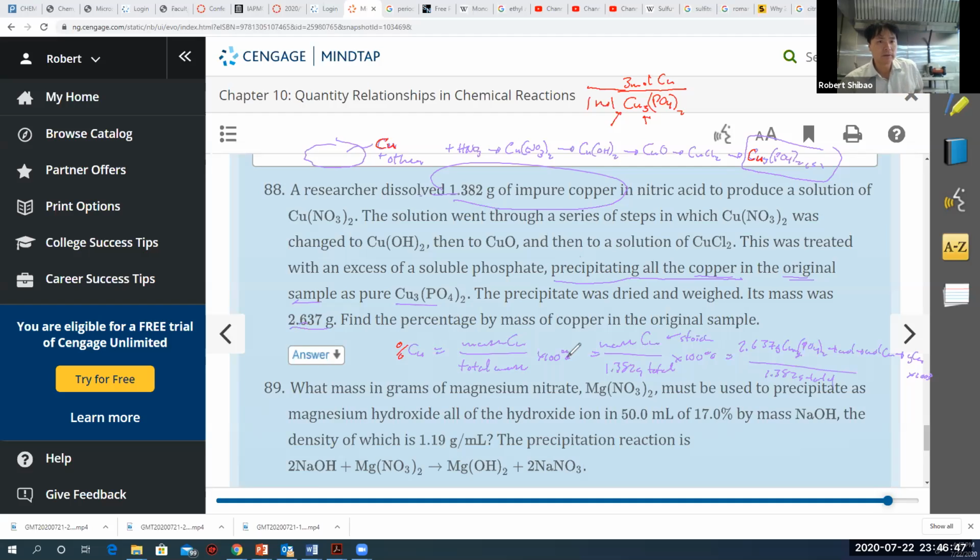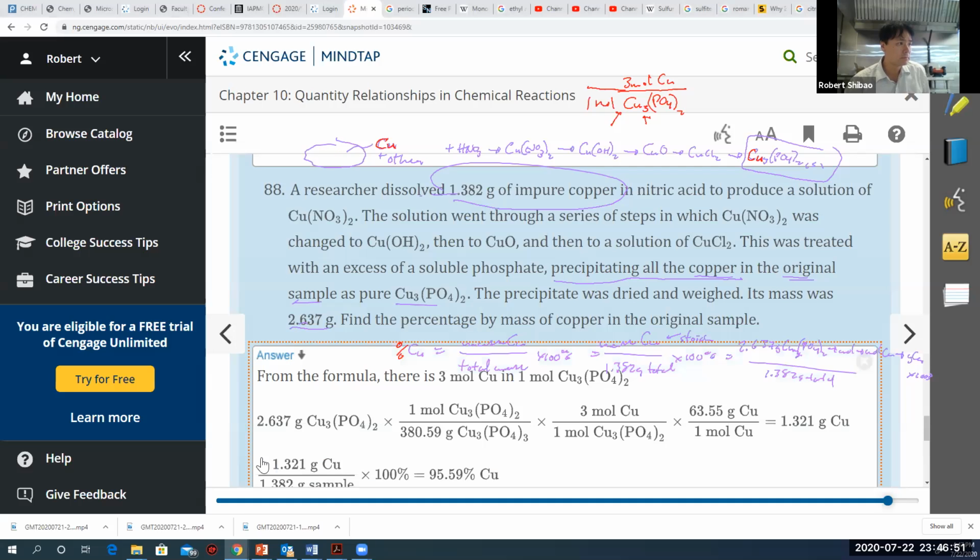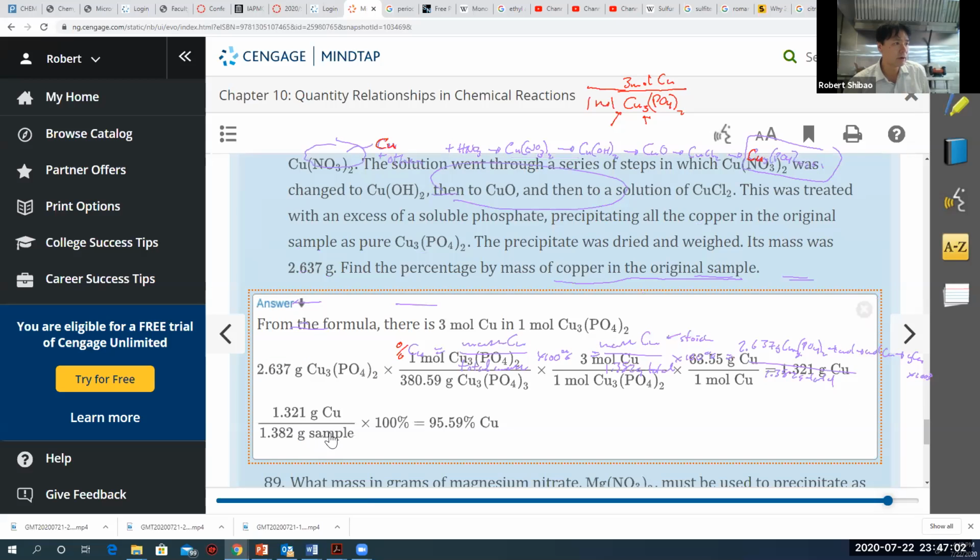And so let's see what the book is. So they started with grams of the phosphate, to moles of phosphate, to moles of copper, to grams of copper. And then they take the grams divided by the total grams times 100%, gives you 95.59% copper, and the rest were impurities.